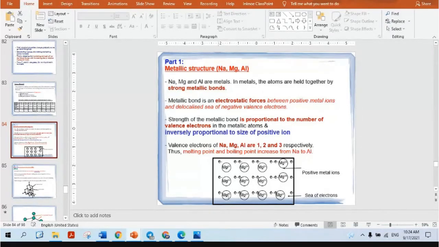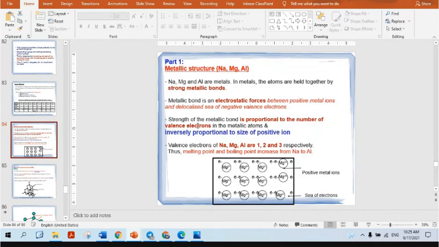So this is a diagram of the electron sea model for magnesium. Always remember, if there are 12 magnesium ions, meaning 12 times 2, there must be 24 electrons in this diagram. Because magnesium is a solid, it is arranged in an orderly way.